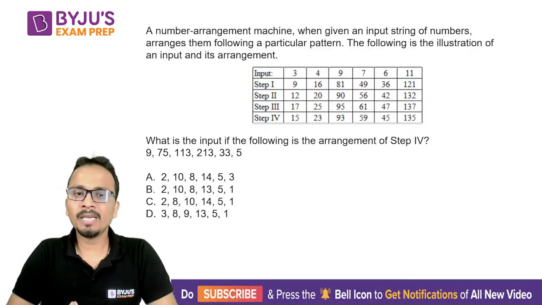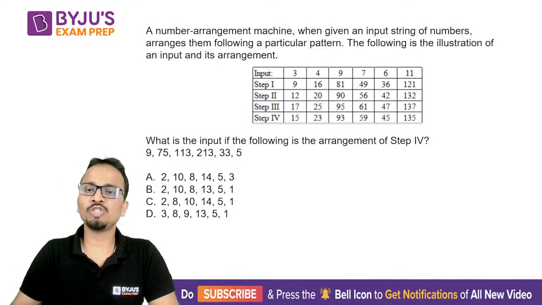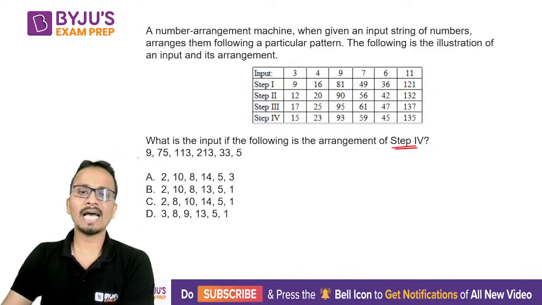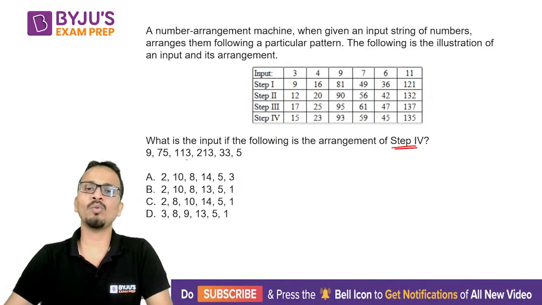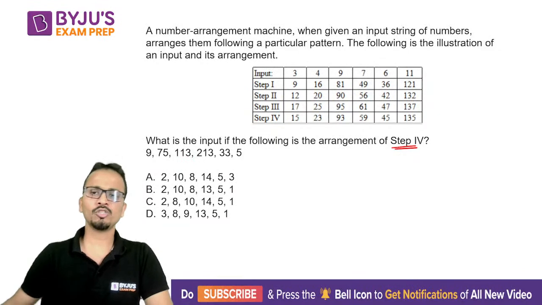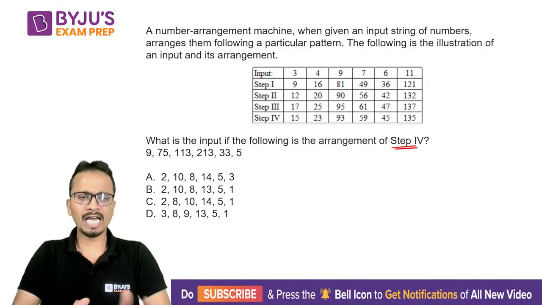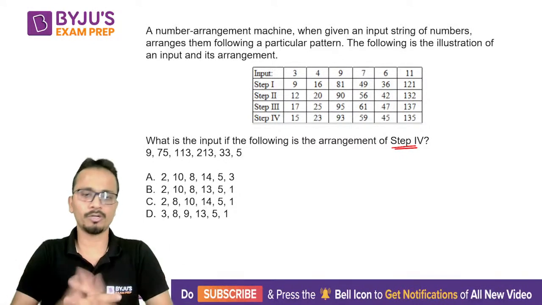What is the input if the following is the arrangement in step number 4? So for step number 4, the entire step is given. You will have to determine what will be the input. All right, so this is again exactly the previous question, but here you will have to find the entire input.